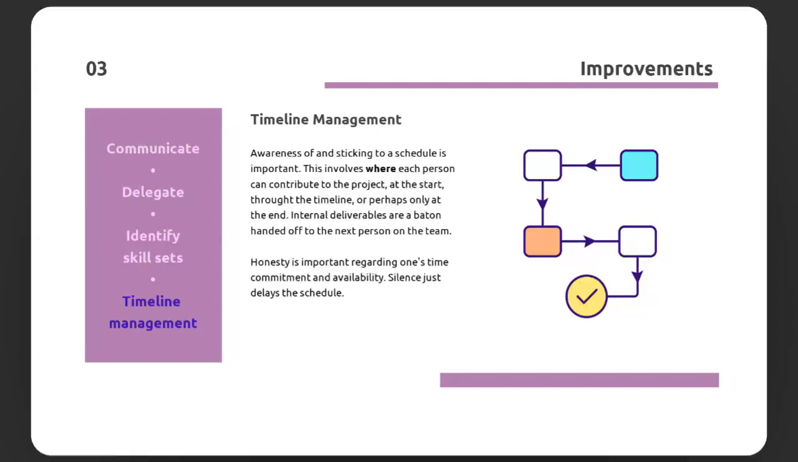Fourth, timeline management. Awareness of and sticking to a schedule is important. This involves where each person can contribute to the project. At the start, throughout the timeline, or perhaps only at the end. Internal deliverables are a baton handed off to the next person on the team. Honesty is important regarding one's time commitment and availability. Silence just delays the schedule.